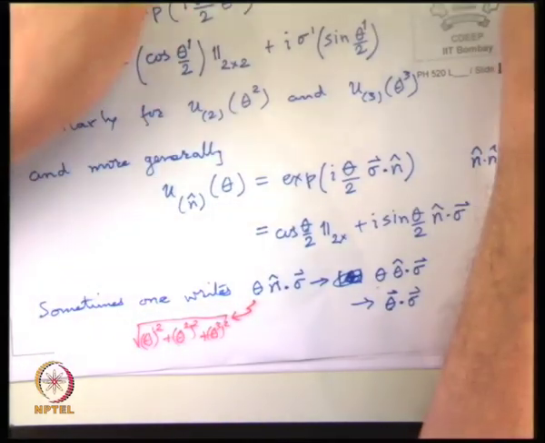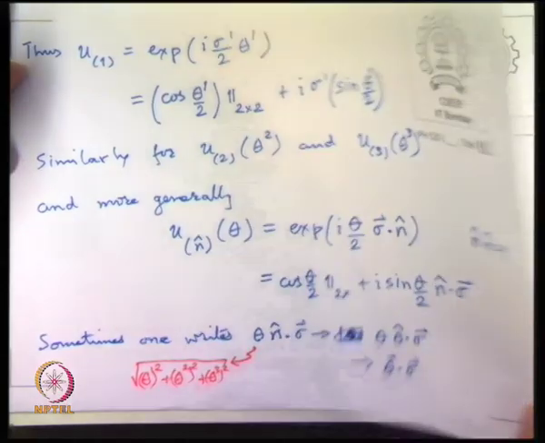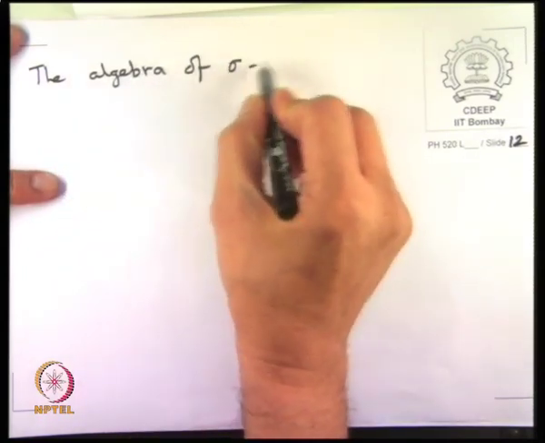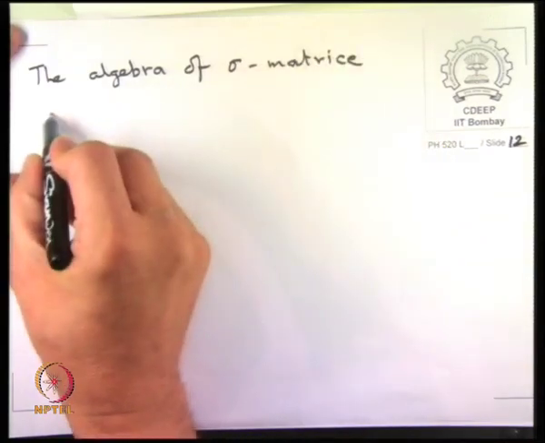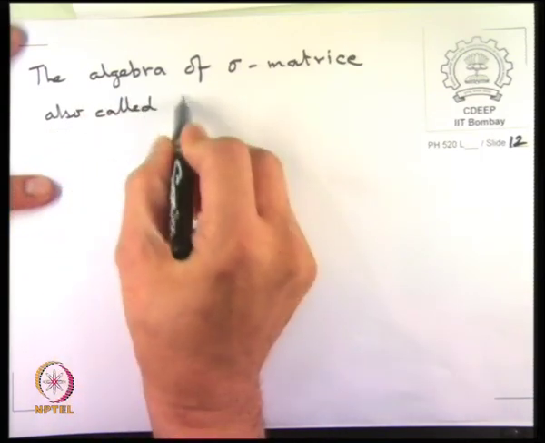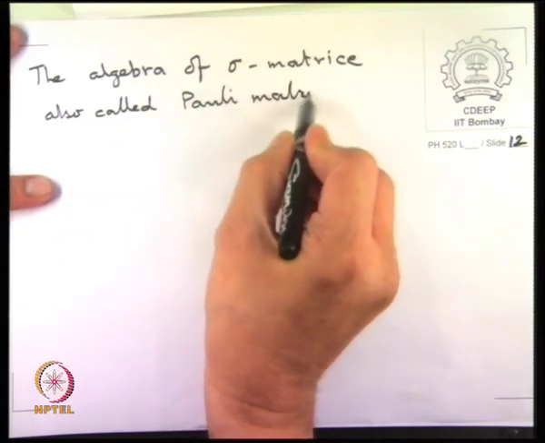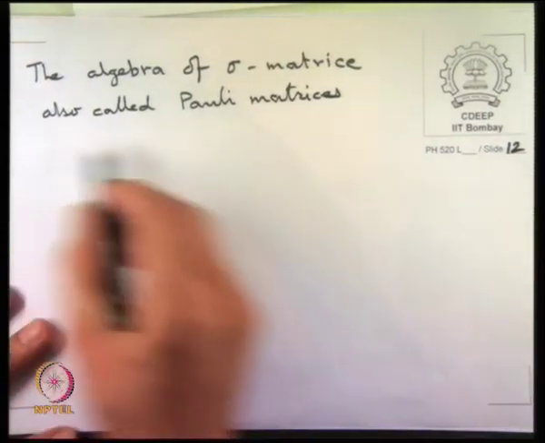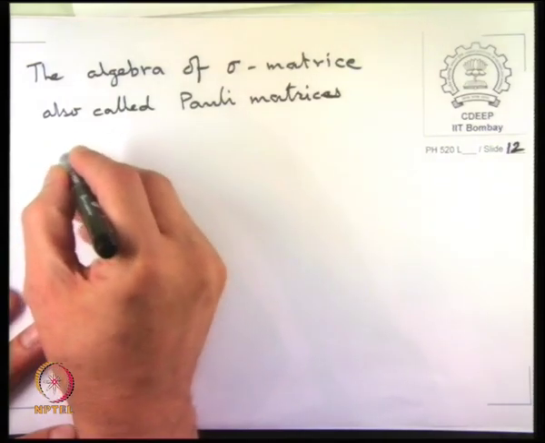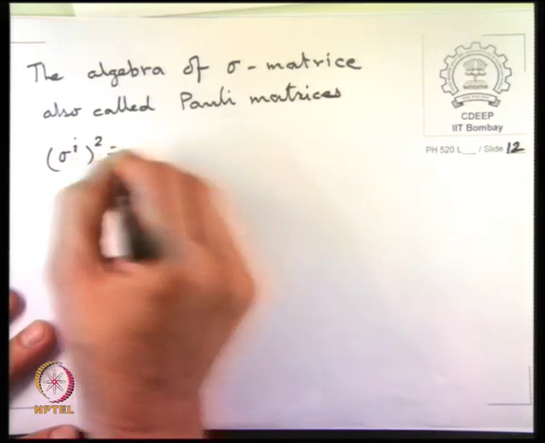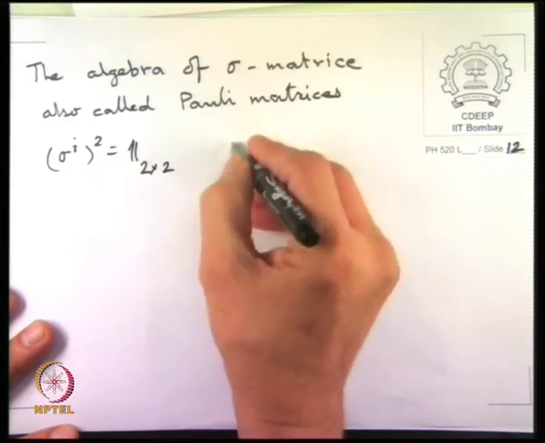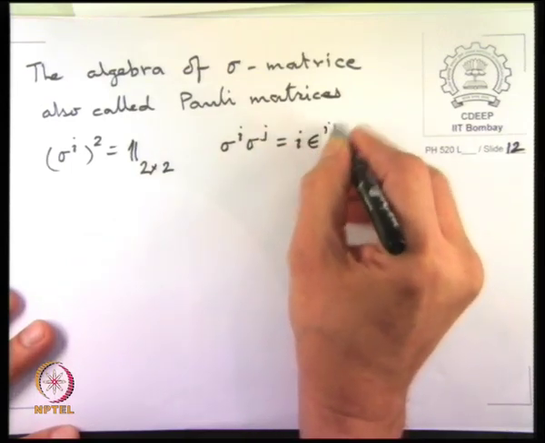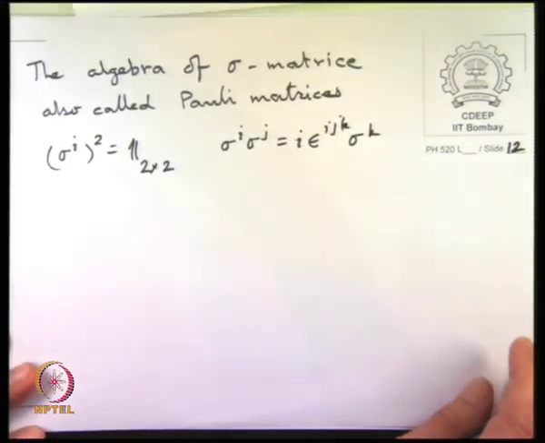So now we come to the interesting punchline of all this, is that the algebra of sigma matrices, which are also called Pauli matrices, and in many books sigma matrices are written as tau matrices, use symbol tau. I will tell you when to use tau and when to use sigma. So also called Pauli matrices, and the algebra is clear. Any of the sigma I square is equal to identity matrix. But more interestingly, sigma I sigma j is equal to I times epsilon ijk sigma k. This is a special property, so we check this.